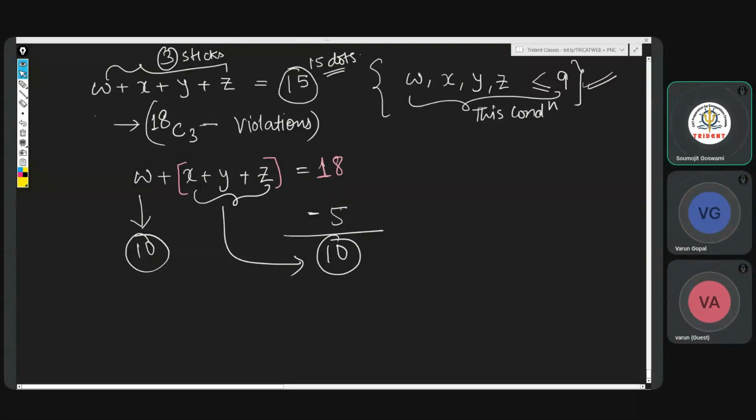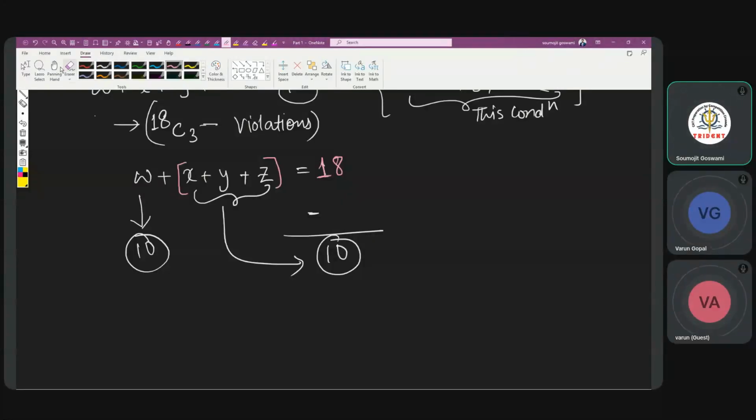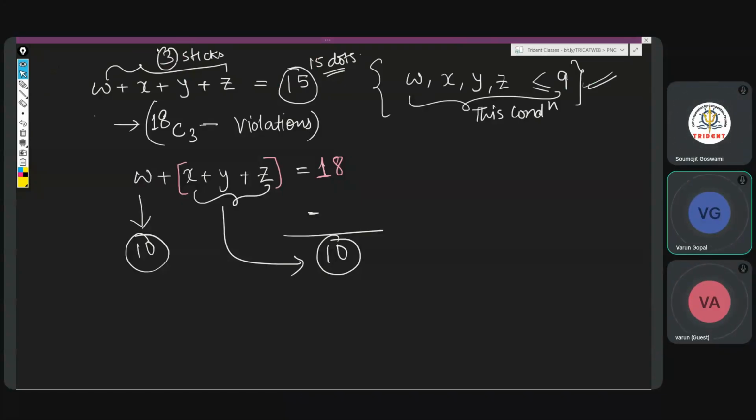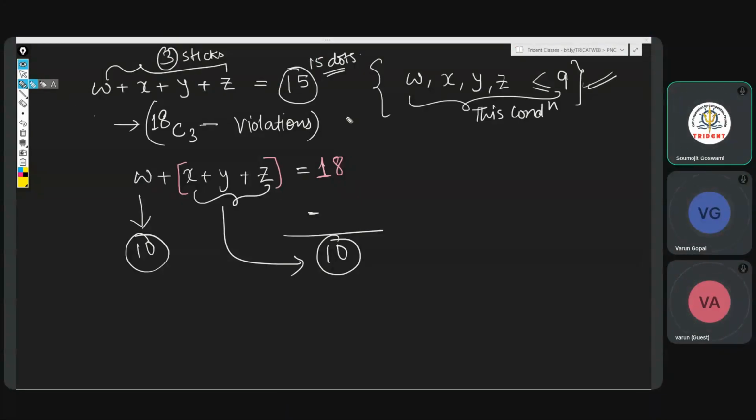Okay, just ignore that. This is going to be 13. Just give me 1 second. Let me get this thing sorted. This is 18. 18 minus 10, then 8. Because the value will be 8. So this is 8. Now try to understand what I'm saying, right?